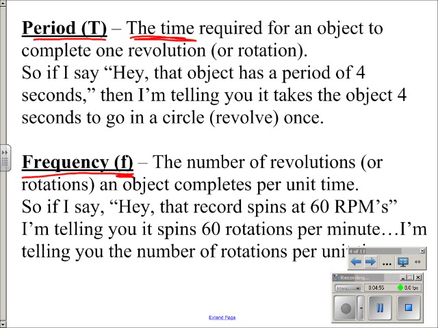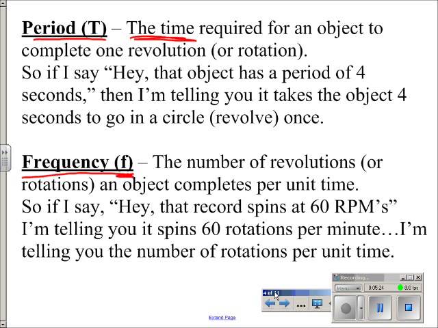All right, a common example that some of you might be familiar with is on a record player. It has the frequency. You can set it at either 33 1/3 RPMs or 45 RPMs. This one, for whatever reason, I've chosen 60 RPMs, which isn't a real thing. But anyway, so if you had a record that spins at 60 RPMs, then I'm telling you that it spins 60 rotations per minute. I'm telling you the number of rotations that it completes per unit time.